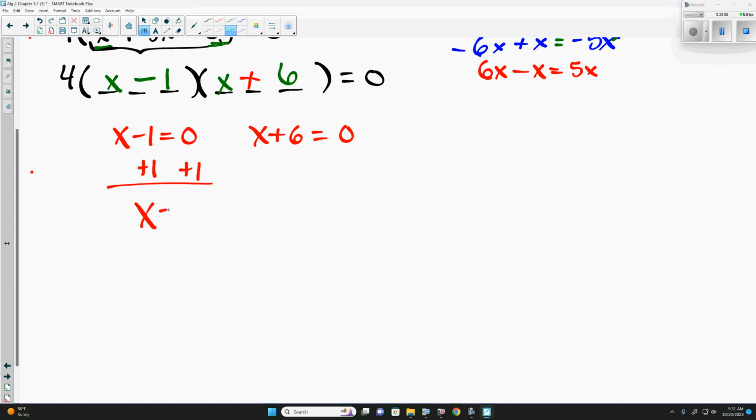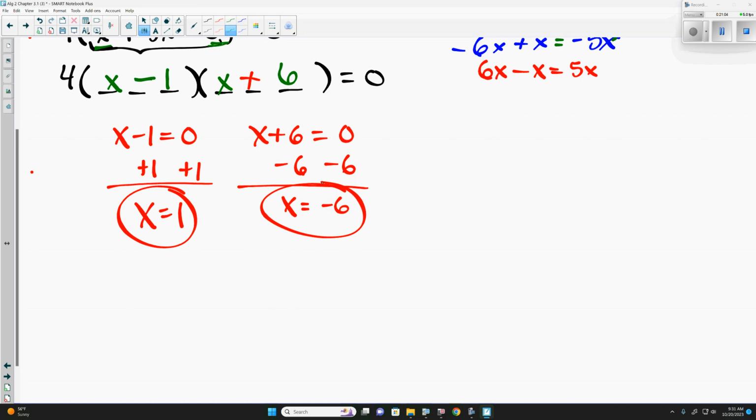As the first one, we would add 1 to both sides, telling us x is equal to 1. And that's our answers there. We could plug them back in to check it, and both of them will tell us that it is equal to 0. Questions on this here?